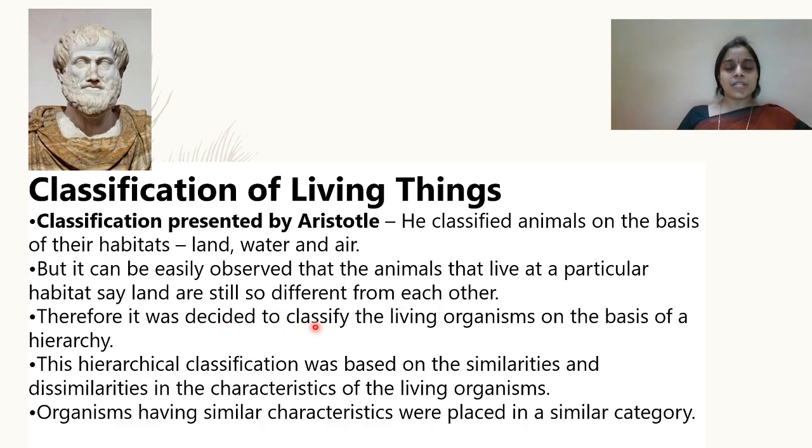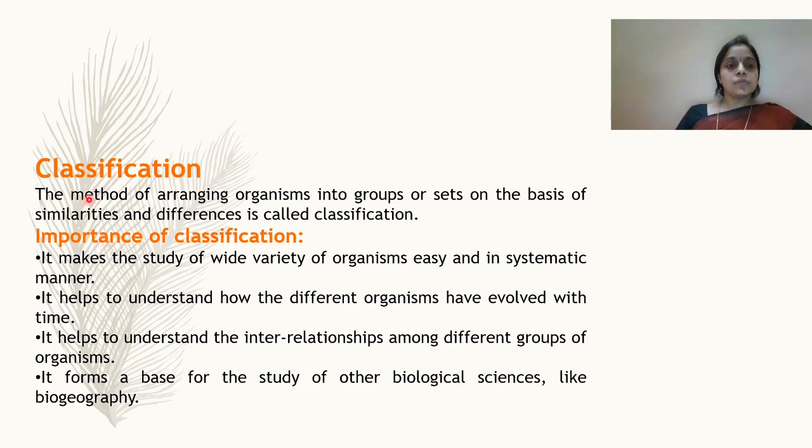Therefore it was decided to classify living organisms on the basis of hierarchy. This hierarchical classification was based on similarities and dissimilarities in the characteristics of living organisms. Organisms having similar characteristics were placed in a similar category. What do you mean by classification? It's a method of arranging organisms into groups or sets on the basis of their similarities and differences.